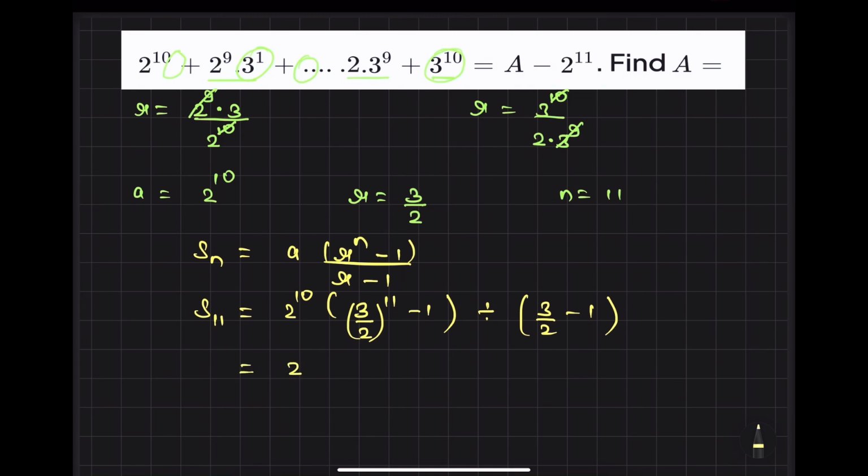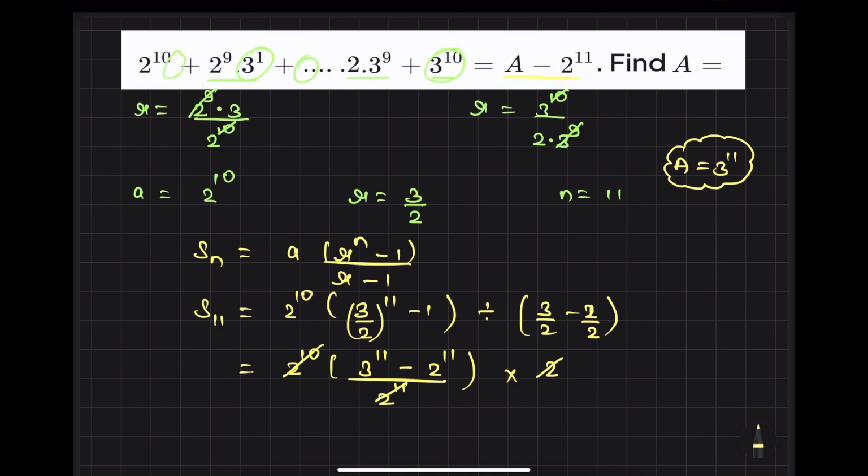Now simplify things. 2 power 10 times 3 power 11 minus 2 power 11, upon 2 power 11, multiplied by, this thing will become what? 3 by 2 minus 1 is 1 by 2, so it is 2. So this thing and this thing will neutralize this. So it is 3 power 11 minus 2 power 11, and here it is a minus 2 power 11. So in place of a there is 3 power 11.